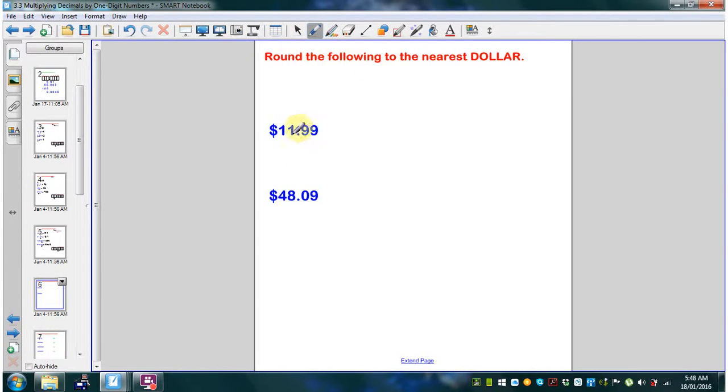Alright, these seem a little bit easier. People find these pretty good because dollars are something that you see in real life. So round the following to the nearest dollar. So if you had $11.99, that's about $12. Okay, and again, dollar just means we're rounding to the nearest 1. So we're looking at this digit and looking at the number behind it to decide if we're rounding up or down. So this one, $48.09. Well, that's roughly $48.